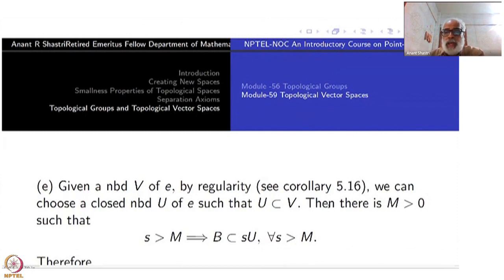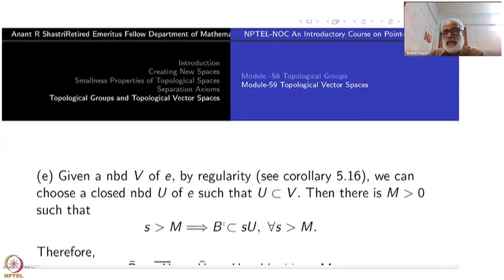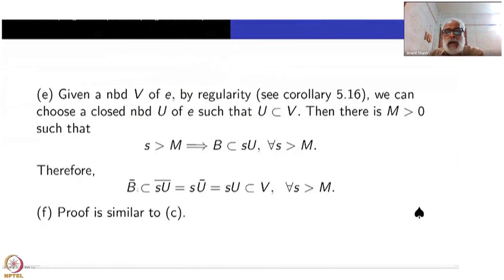Okay. Now apply the boundedness of B to get an M such that for all S bigger than M, B will be contained inside S times U for every S bigger than M. Therefore, B bar, the closure, is contained inside S U bar, which is nothing but S times U bar. But U bar is U because my choice is that U is a closed neighborhood. It's contained in S U. Okay, now S U is contained inside V, so sorry, S V, for every S greater than or equal to M. So that is what my aim was. So the proof that B bar is bounded is done.